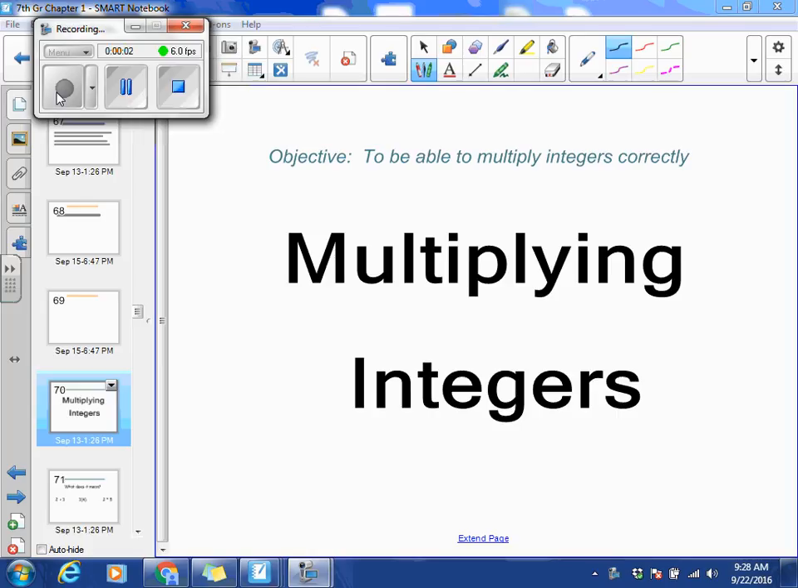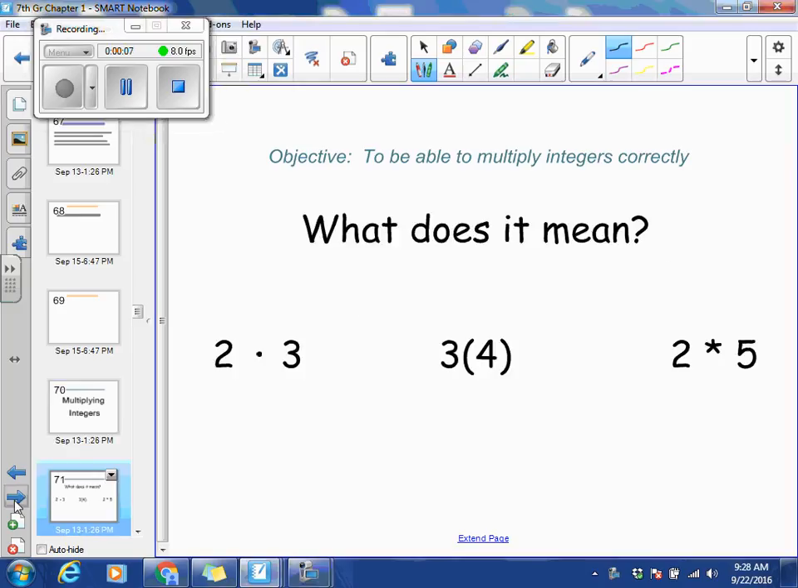Your goal after watching this video is to know the rules for multiplying integers. Alright, so first, I want to go back to like 3rd grade and quickly review what it means when you're multiplying. First of all, in our first example, 2 times 3, remember a dot means multiply.